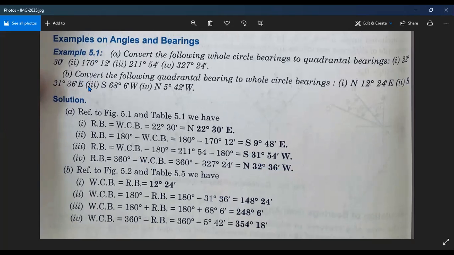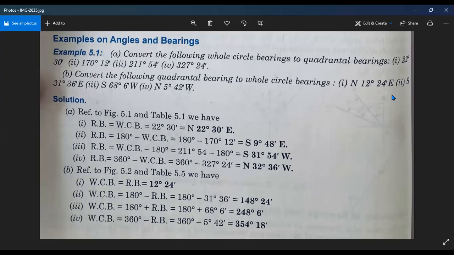So next, the second problem we have: convert the following quadrantal bearings to whole circle bearings. It is given as north 12 degrees 24 minutes east. So this is the northeast quadrant, that is the first quadrant, right? So 12 degrees 24 minutes. The whole circle bearing remains the same in the first quadrant, 12 degrees 24 minutes.